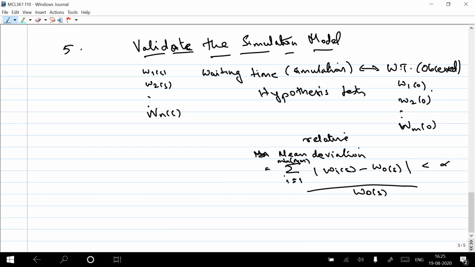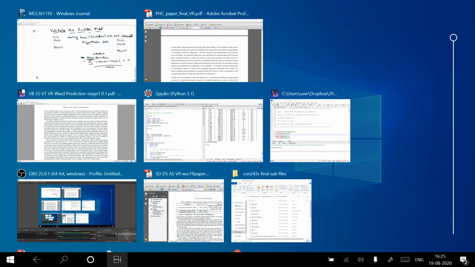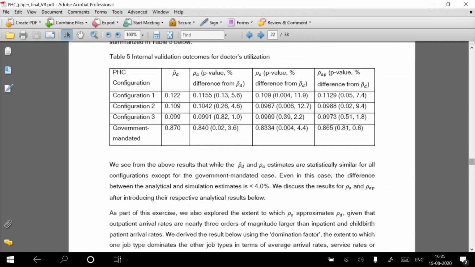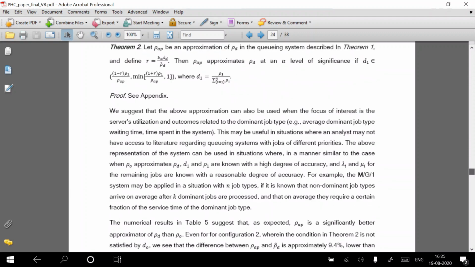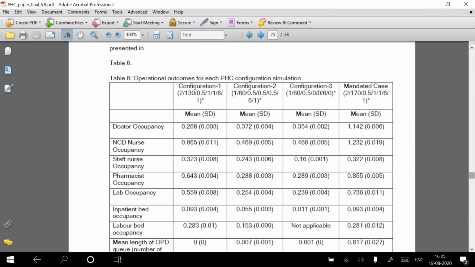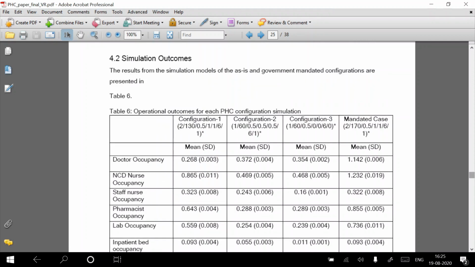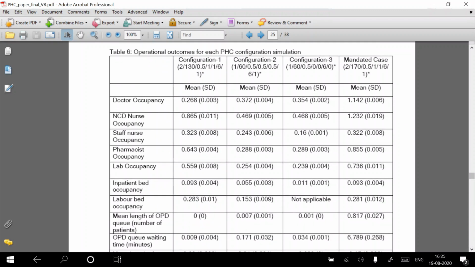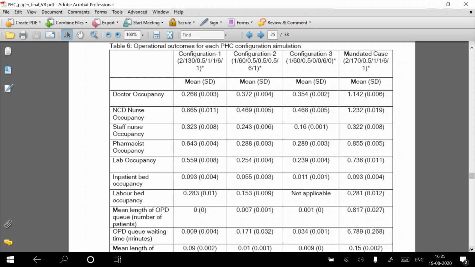You have to validate your model, and then of course you can observe. Then you get your basic outcomes, your simulation outcomes. Again, let me just show you an example here, right? We talk about validation, we do a lot of validation here, and then we come here. These are, for example, the operational outcomes. Here we show what is the utilization of the doctors, what is the utilization of the nurse, what is the mean number of patients in the queue.